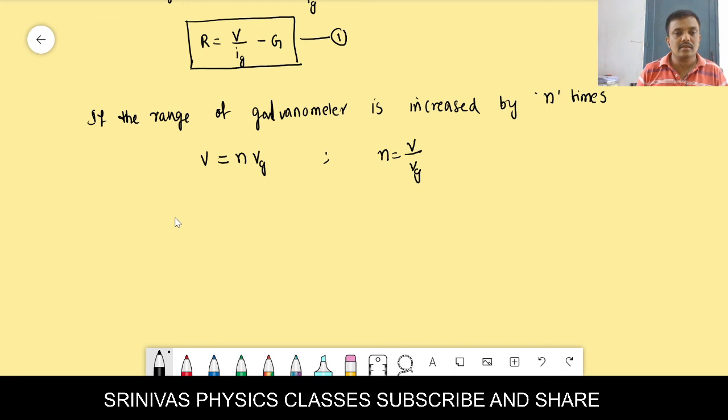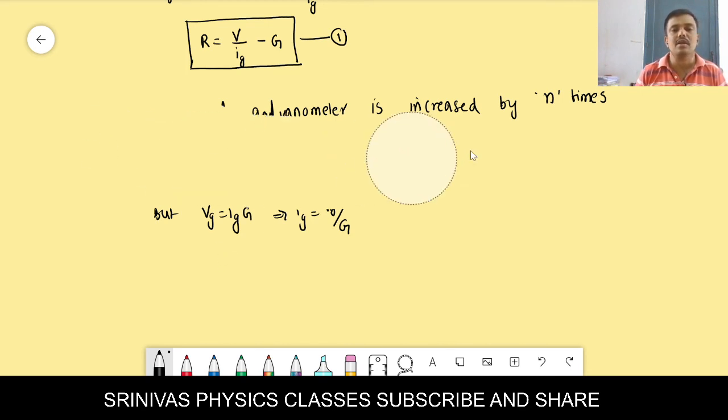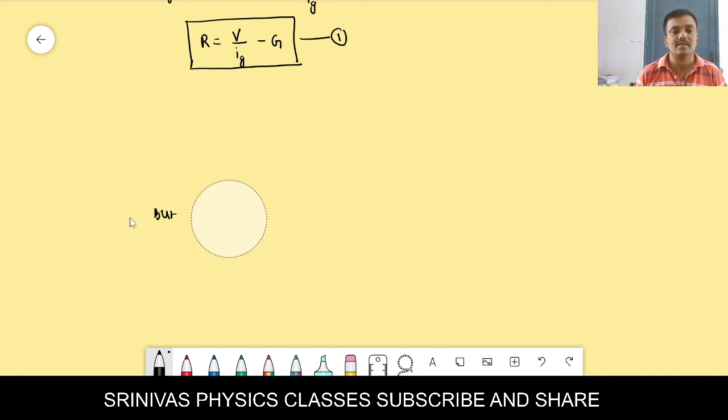We do one thing, the voltage across the galvanometer we also write here. We can write the Ig formula. We know one more thing, that Vg is equal to Ig into G. From that, Ig is equal to Vg by G. We will make little changes in the derivation. Same thing, but the steps I will write a little differently. I will write it here first.